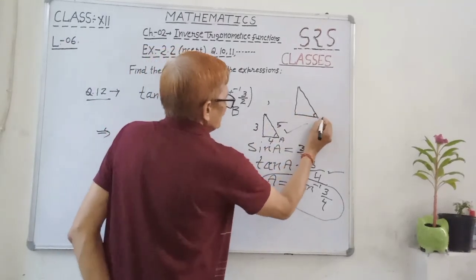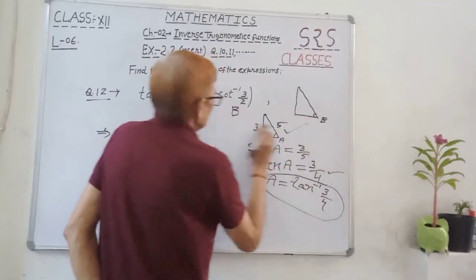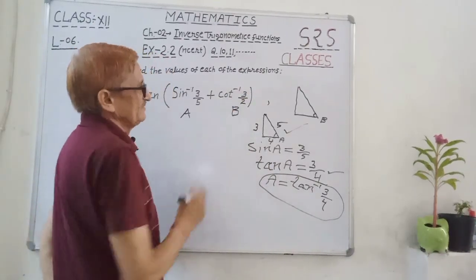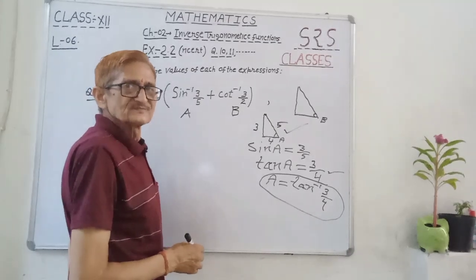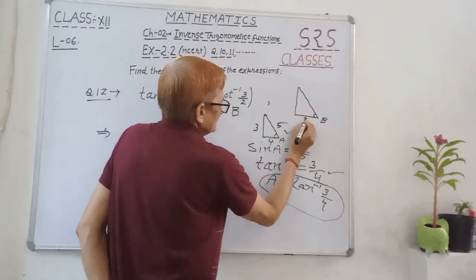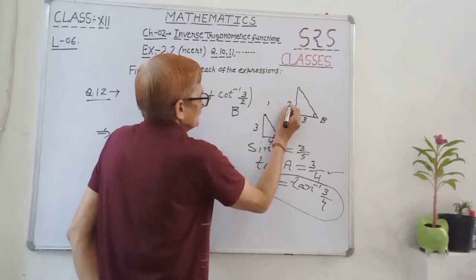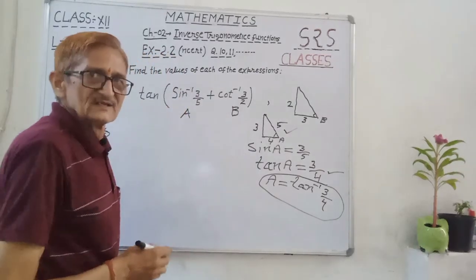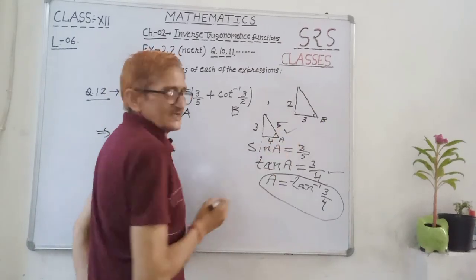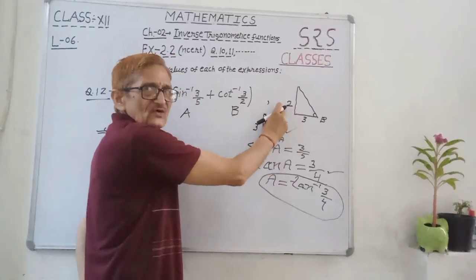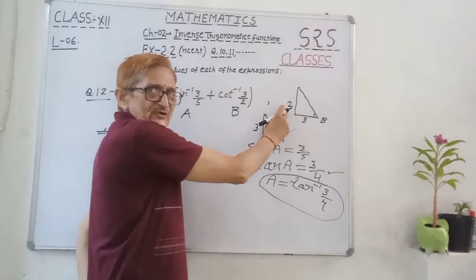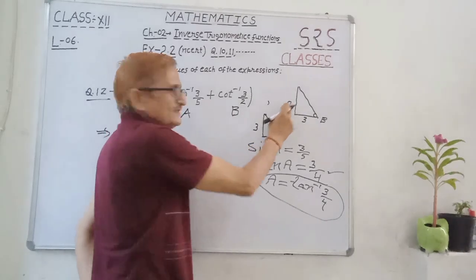Now if this is B, then cot B is equal to 3 by 2. Cot theta is adjacent upon opposite, so adjacent 3 and opposite side is 2. This is cot B equal to 3 by 2. Then find the hypotenuse: 3 square 9, 2 square 4, add both by Pythagoras theorem, 9 plus 4 is 13, root 13.